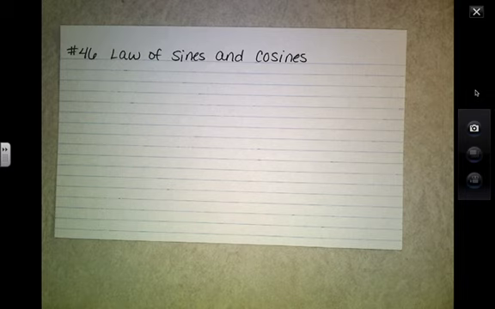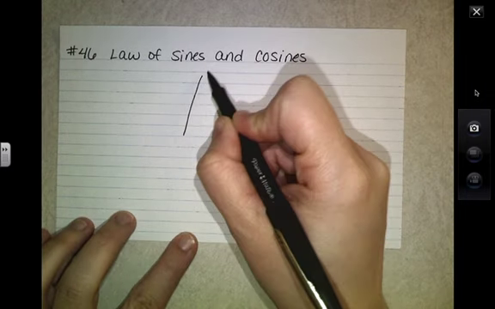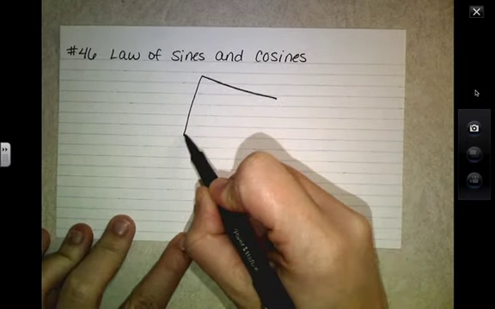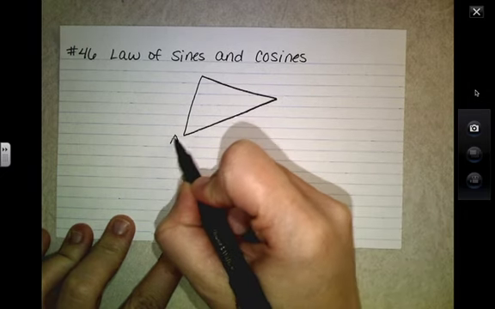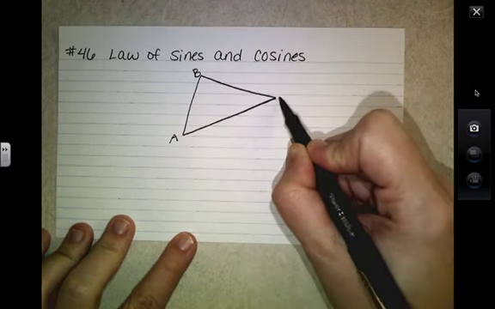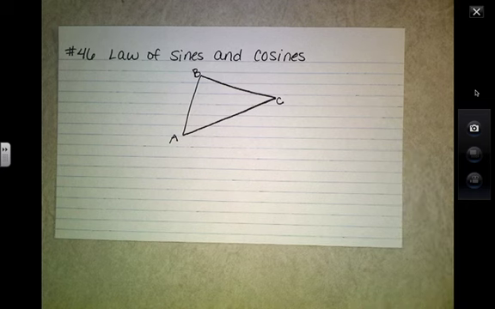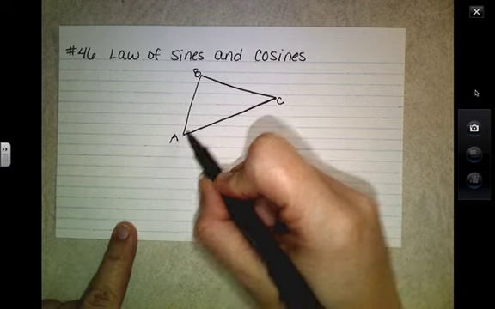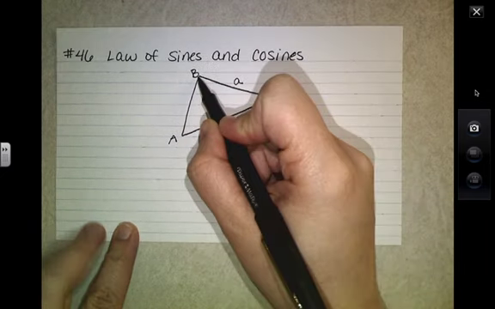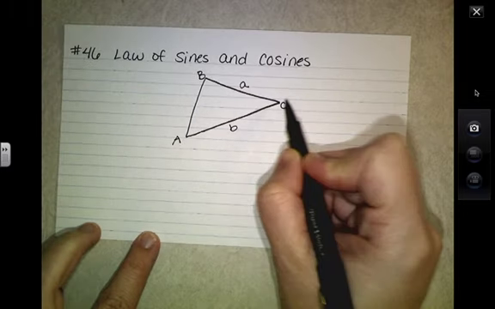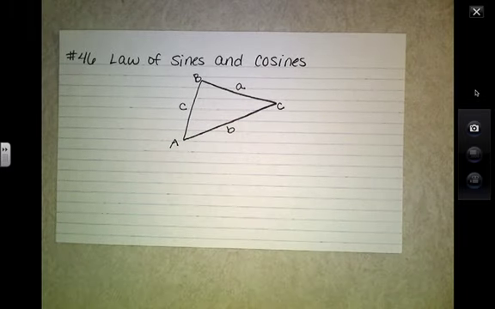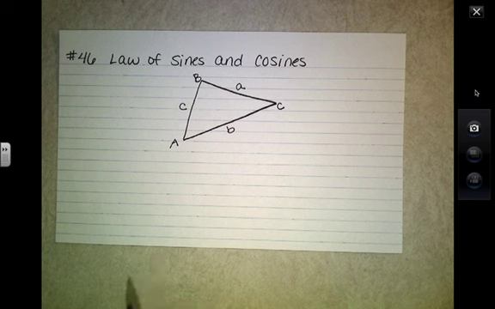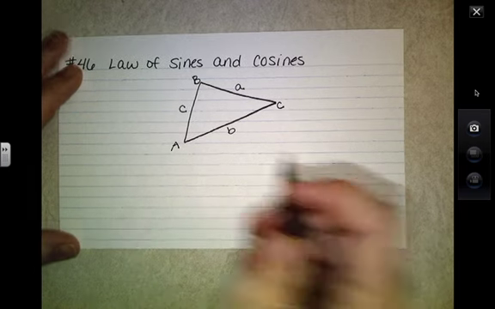The law of sines and law of cosines apply to oblique triangles, which we have learned just means that they're not right triangles. I'm going to draw my flashcard here, triangle ABC. As you know, the angles are capital letters and the sides are lowercase letters. Side A is across from angle A, side B is across from angle B, and side C is across from angle C. That's going to be very important to these new laws that we're learning.